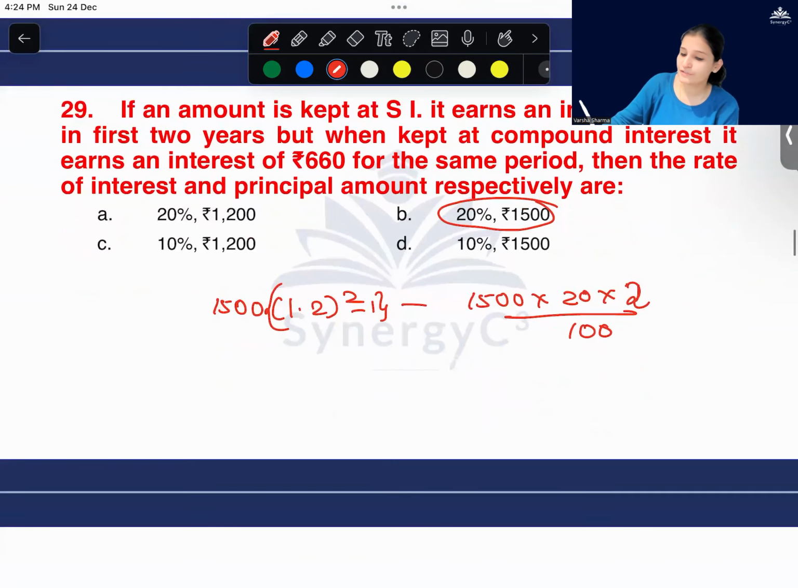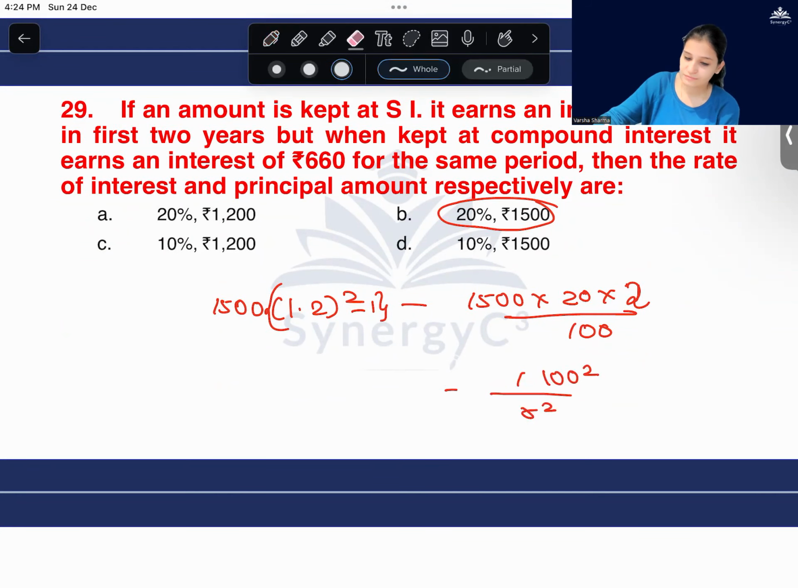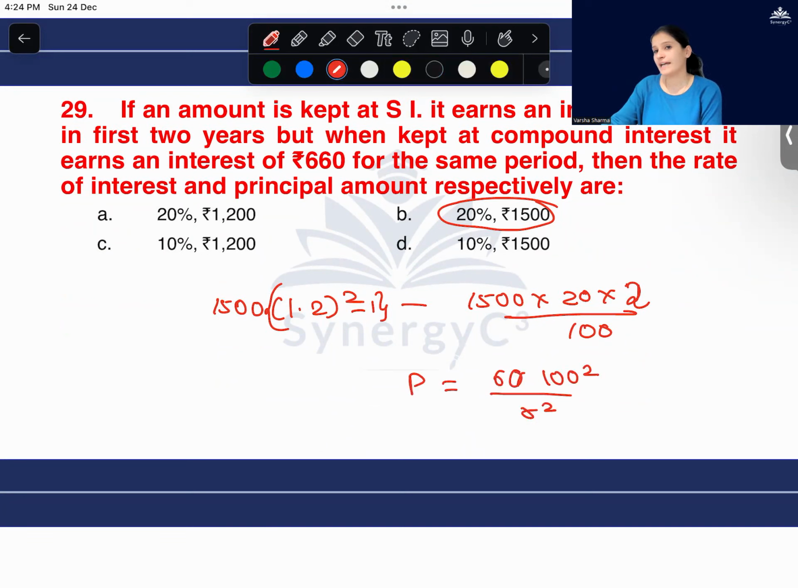Or you could have done this difference formula. Difference is 60, D into 100 square upon R square. That was principal, sir. Principal is equal to difference into this. Try 1200 at 20%, see if it satisfies, try 1500 at 15%, see if it satisfies. Whichever satisfies, that's our answer. Done?